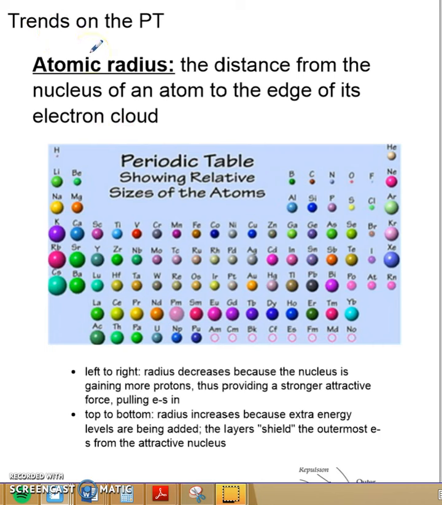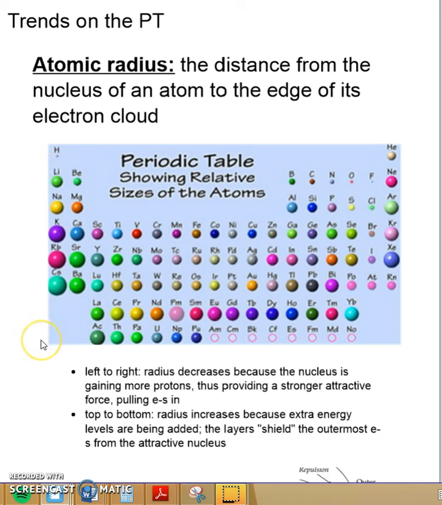Atomic radius. Radius is the distance of half a circle or halfway across a circle. So in chemistry, it's the distance from the nucleus of an atom to the edge of its electron cloud. So right in the center to the edge of its cloud. Atomic radius is a really tiny number, and electrons are moving all the time, so it's kind of an average, but you get the idea of what atomic radius is. Take a look at the periodic table here that shows the relative sizes of the atoms, and you can start to see the trend for yourself.